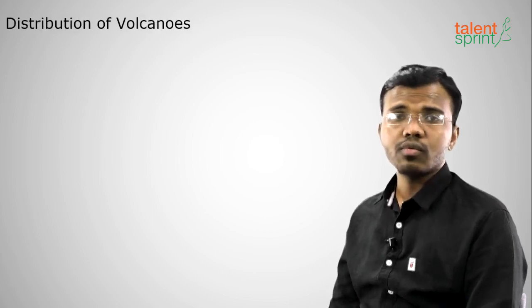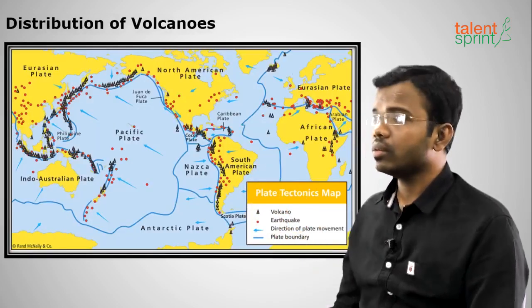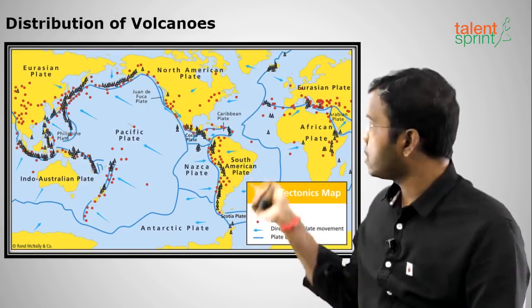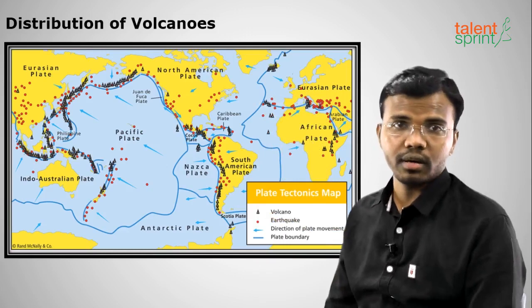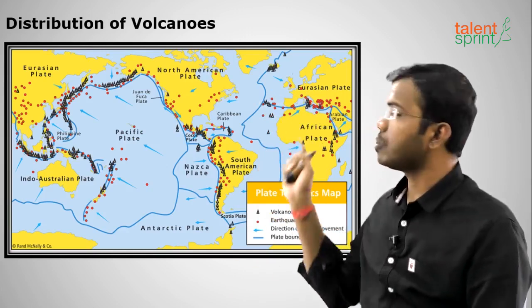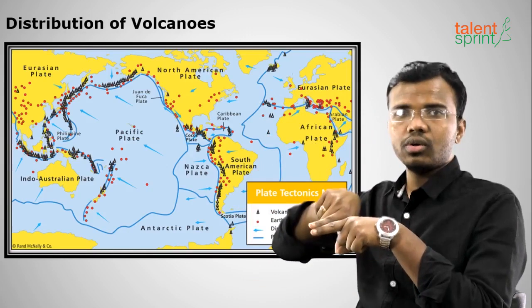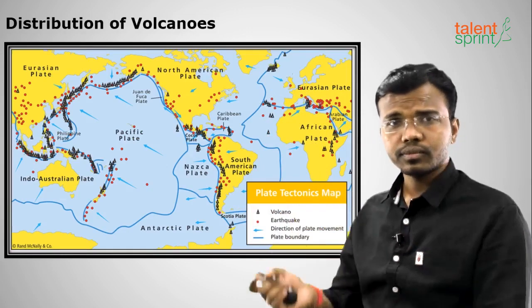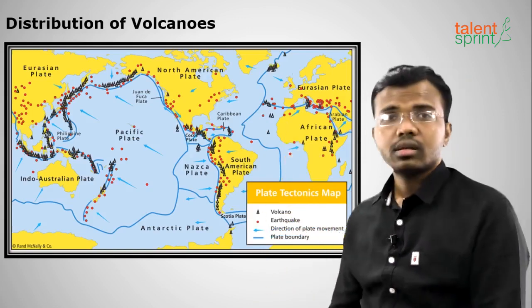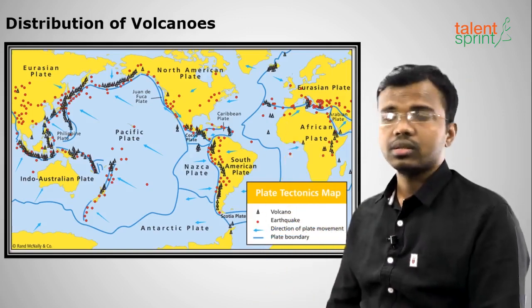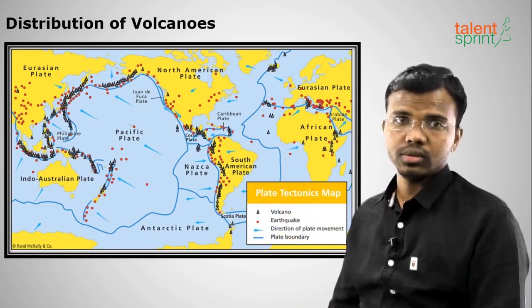And next, distribution of volcanoes in the world. So hope you can see the figure. Most of the volcanoes are concentrated in the Pacific Ocean. You can see that is called the Pacific Ring of Fire because it is more prone to volcanoes, because there the juncture is between two plates. I've already told you the juncture of two plates is more prone to earthquakes and volcanoes in the world.